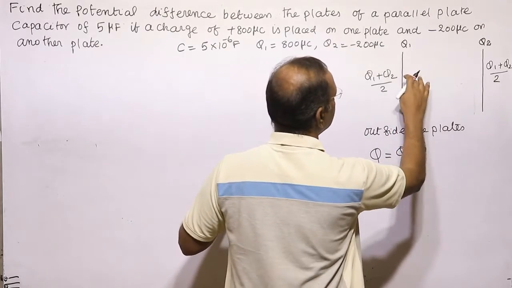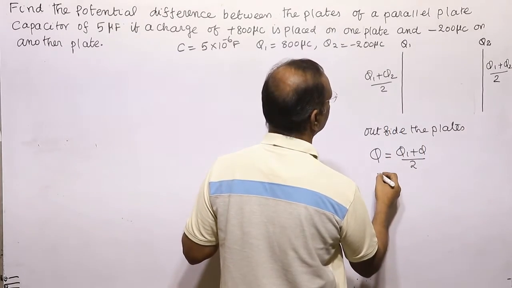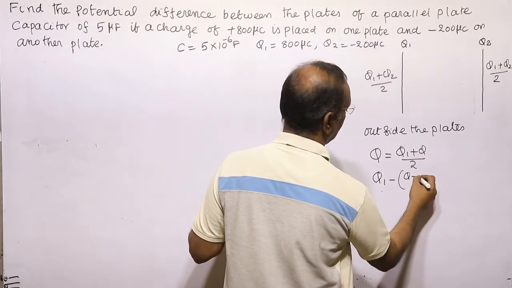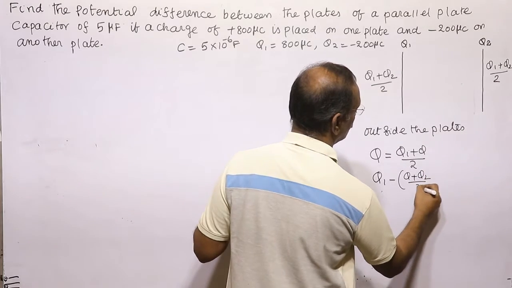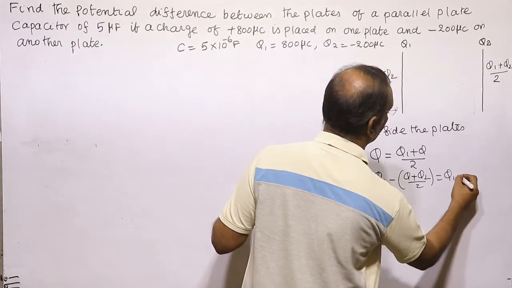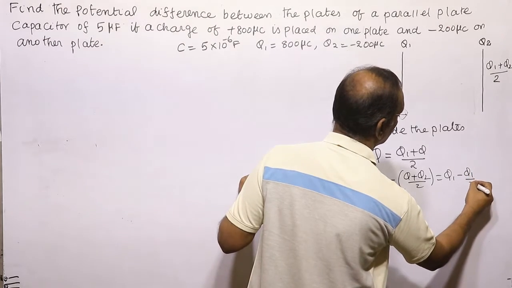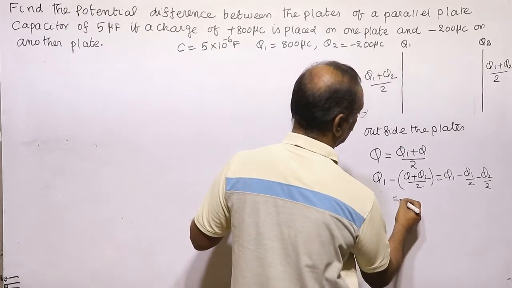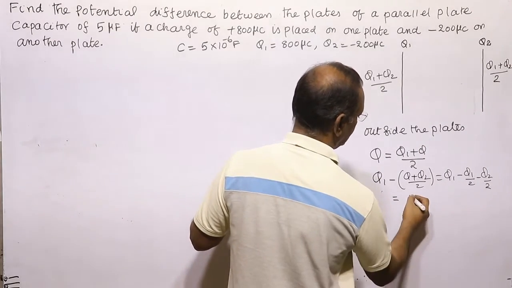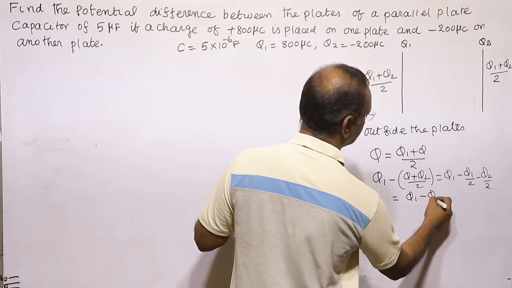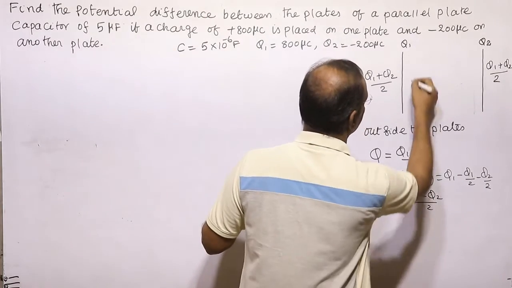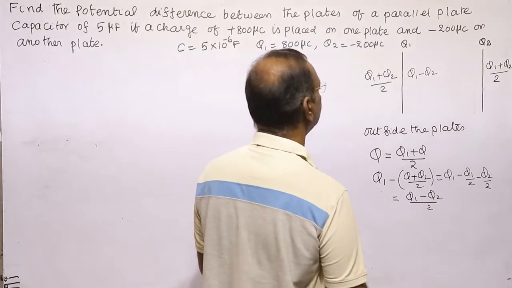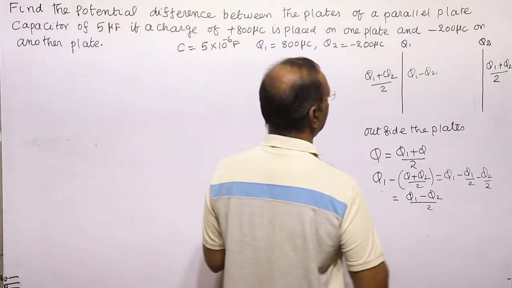What is the charge on the inner side of the plate? The inner side of the plate is equal to Q1 minus (Q1 plus Q2) by 2, which is equal to Q1 minus Q1 by 2 minus Q2 by 2. So the charge on the inner side of the plate is equal to Q1 minus Q2 divided by 2.